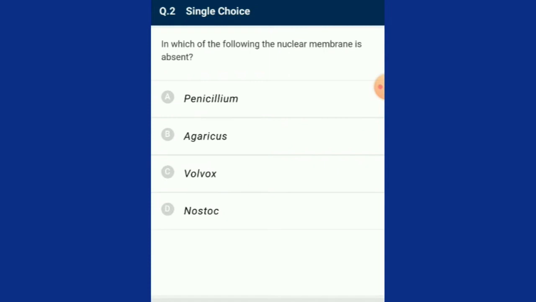Question number 2. In which of the following is nuclear membrane absent? Nostoc is a prokaryote while the rest are eukaryotes. The nuclear membrane is absent in prokaryotes. So the answer for this question is option D, Nostoc.